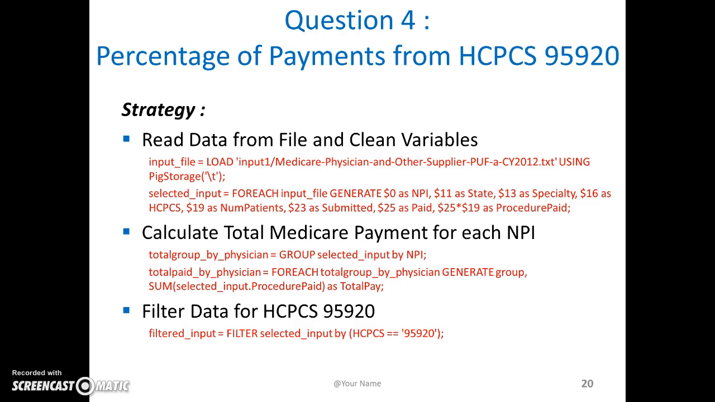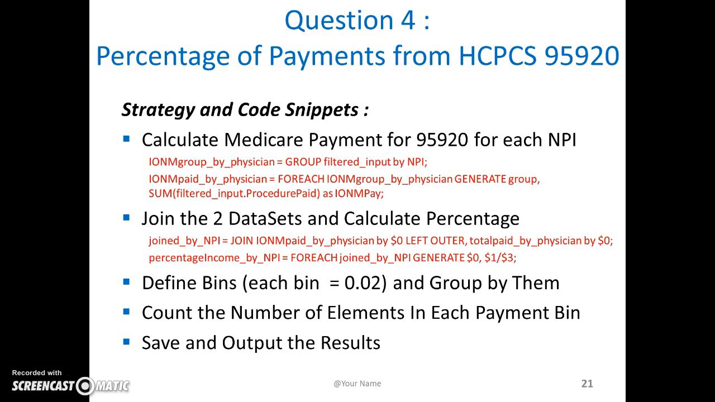And then we're going to merge that with all of the payments for only 95920 for each provider. So we filter the input data, select 95920, and again calculate the payments. Then we join the two data sets, the total neuromonitoring paid and the total Medicare payments over all services, and calculate the percentage of each provider's payments that come from IO numbers compared to their total.